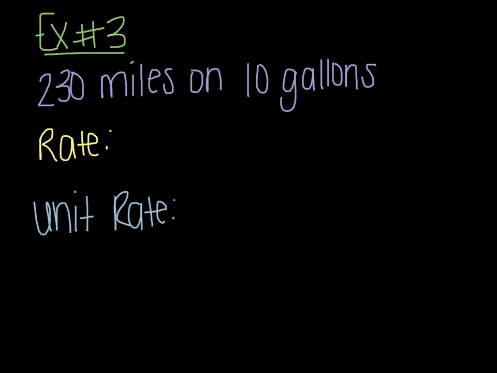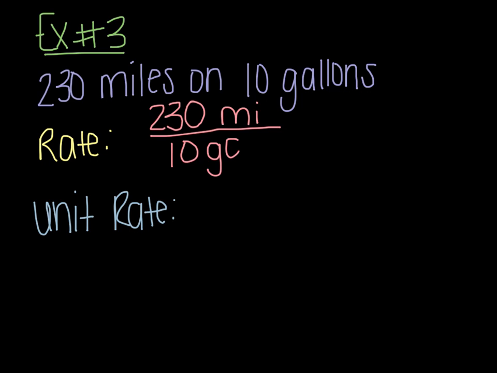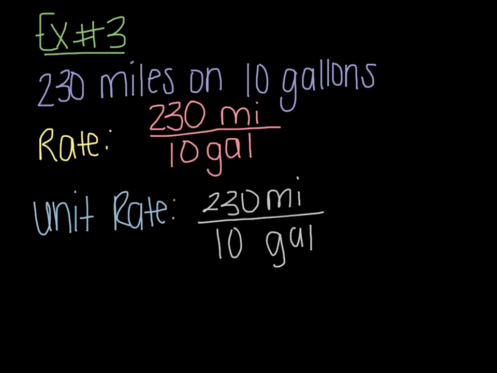Example number 3, we have 230 miles on 10 gallons. So 230 miles on 10 gallons. There's my rate. Then my unit rate, I'm going to rewrite that really quickly. And then my goal is to get to 1 gallon. I want to see how many miles they can travel on 1 gallon.